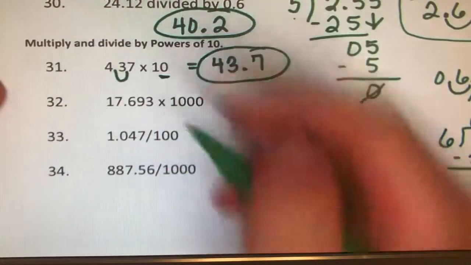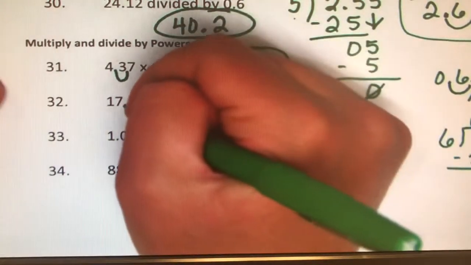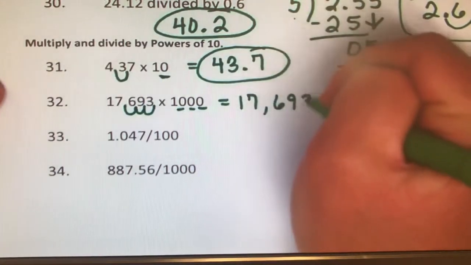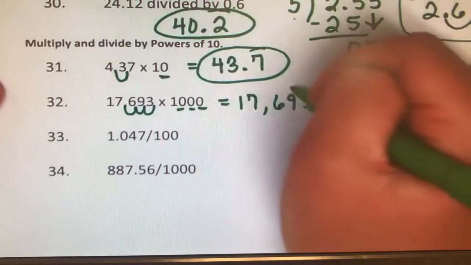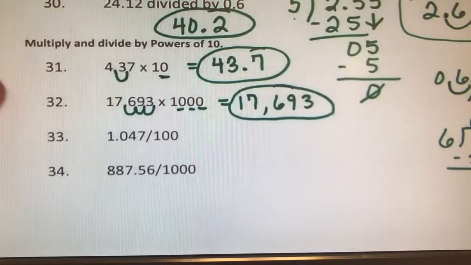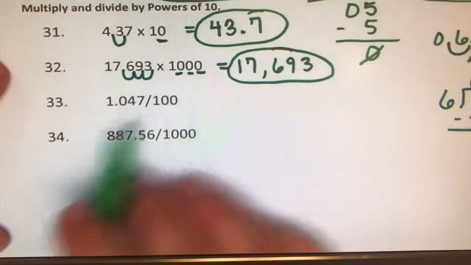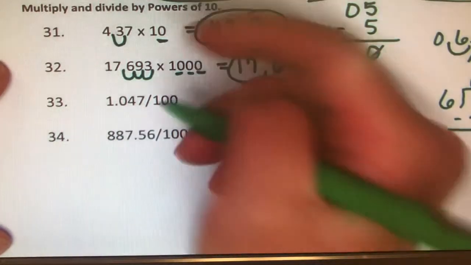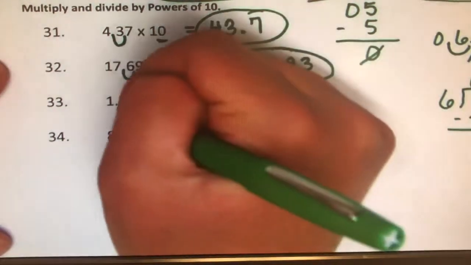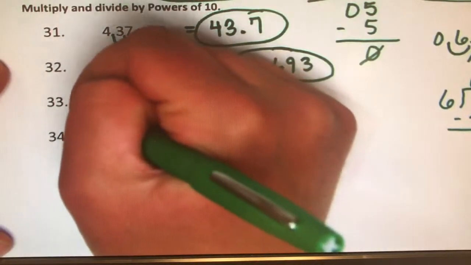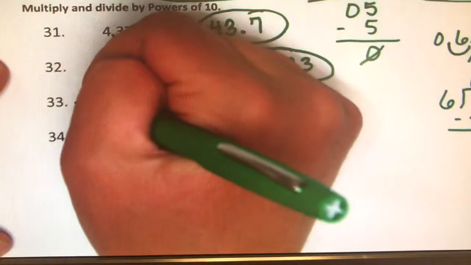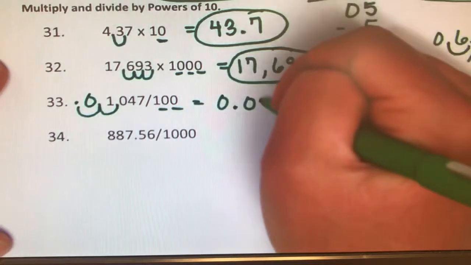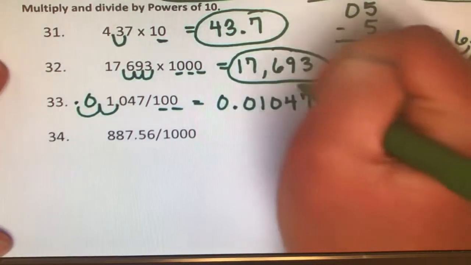17.693 times 1,000. 1,000 has 3 zeros, so we move the decimal 3 places to the right. So this one's actually just going to be 17,693. We don't need the decimal at the end because there's nothing after it, so we can just leave it like a whole number. Now when we're dividing by multiples of 10, we're going to do the opposite. Dividing, we're going to move the decimal to the left because the number is getting smaller. So if I divide by 100, that has 2 zeros. I move the decimal 1, 2 places. And what we're going to do in this empty spot is put a 0. So our final answer is 0.01047, like that.